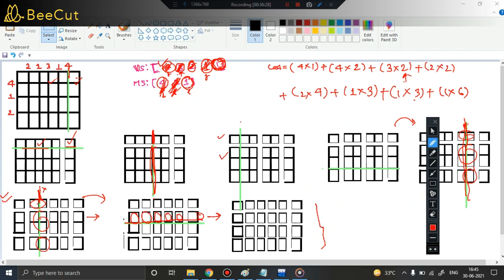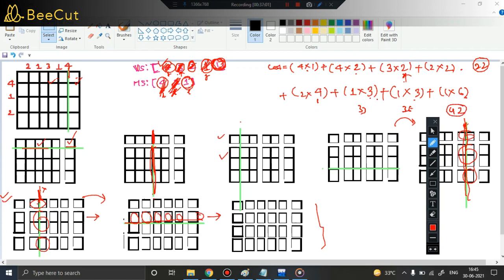Now what is the cost? The cost is 4 plus 8 is 12, plus 6 is 18, plus 4 is 22. So far 22. Now 22 plus 8 is 30, 30 plus 3 is 33, 33 plus 3 is 36, and 36 plus 6 is 42.